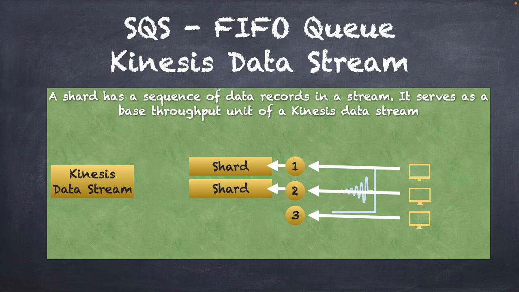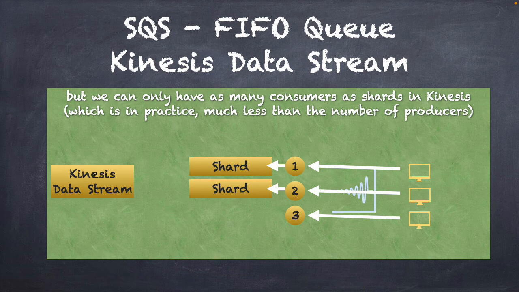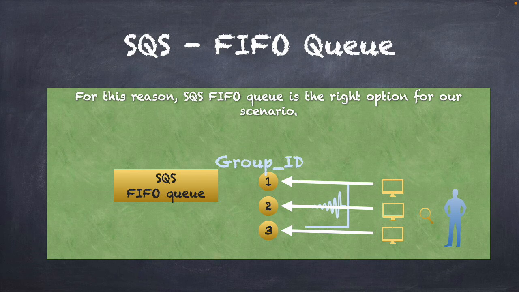The problem is, let's explain first what a shard is. A shard has a sequence of data records in a stream. It serves as a base throughput unit of a Kinesis data stream. So it is a working unit in Kinesis data stream. But the problem is that we can only have as many consumers as shards in Kinesis, which is in practice much less than the number of producers that we have. So for this reason, we do not use Kinesis data stream, but we use the SQS FIFO queue, which is the right option for our scenario.